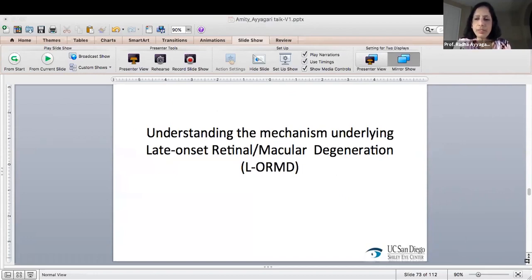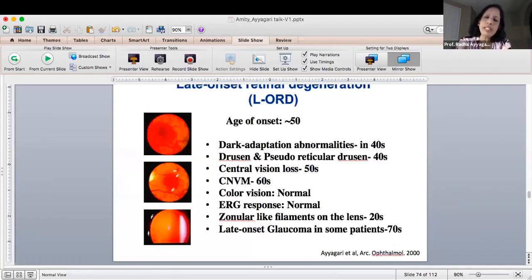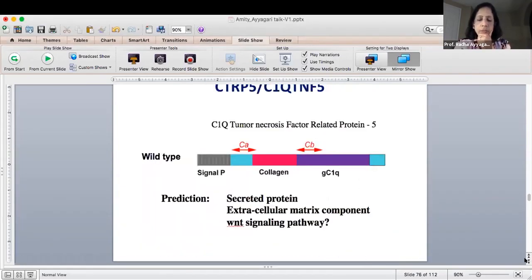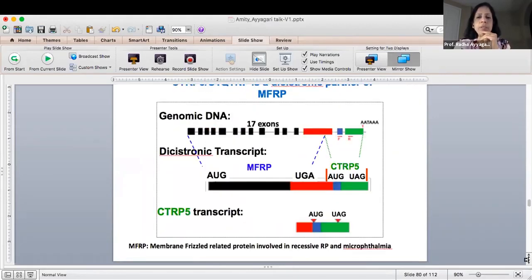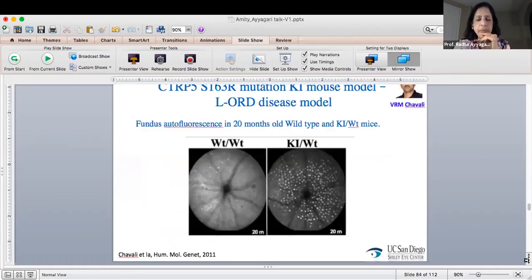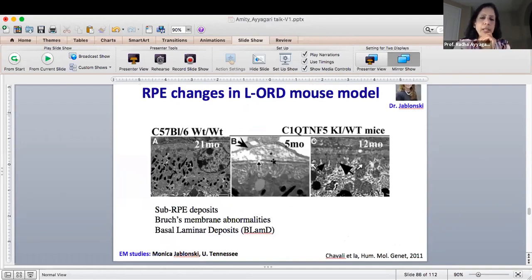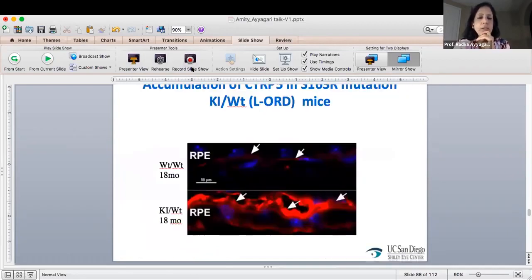to go into details. Here, we studied a large pedigree with retinal degeneration, and we found a mutation in a gene called CTRP5, and then we made a mouse model with this particular mutation. These mice develop disease very similar to what we see in patients. They develop deposits below the RPE, which results in abnormal RPE. Also, the mutant protein significantly accumulates in the RPE region, in the extracellular matrix.